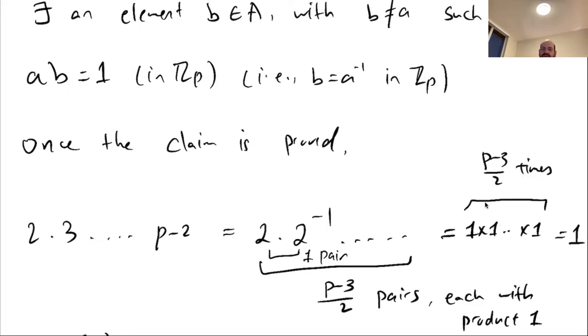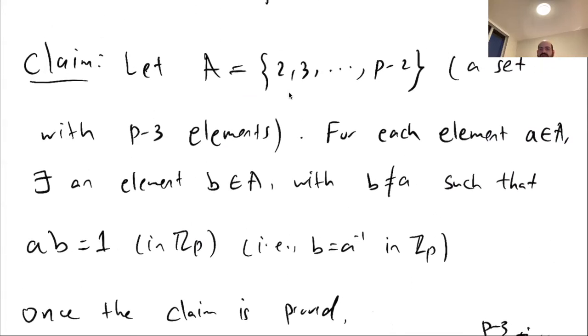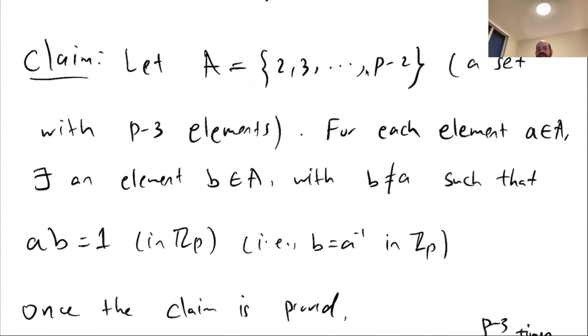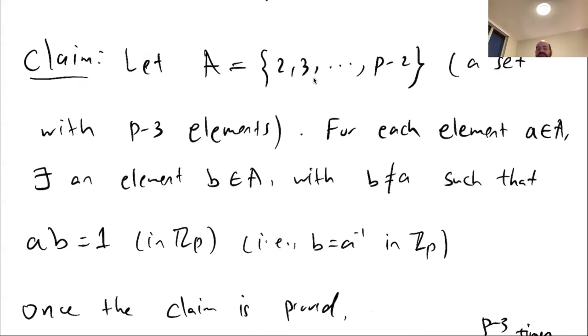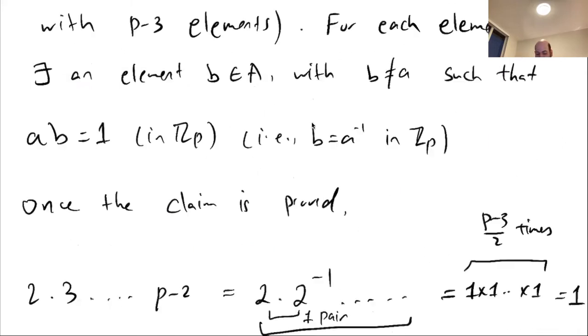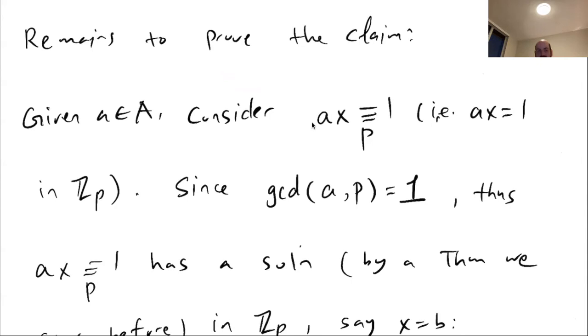So the only thing that is left is to prove the claim that every element in A has an inverse in A, and that this inverse, which I'm calling B, is not the same as A and is in the set A itself. So first of all, let's assume that we have some element a in A. First of all, this element must have an inverse.